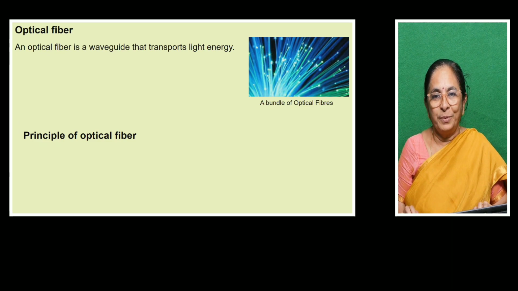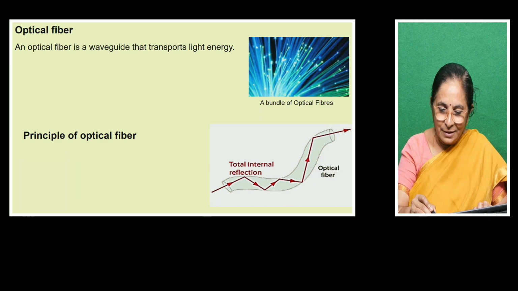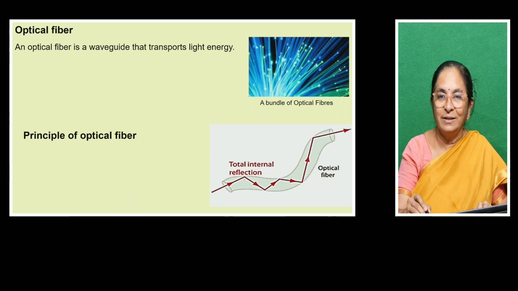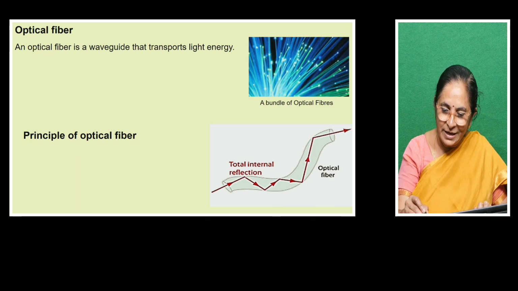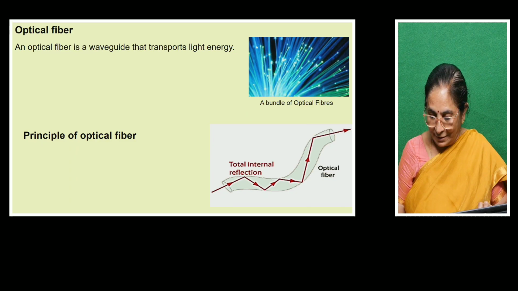The principle of optical fiber is that when light is sent into the optical fiber at a certain angle, it undergoes total internal reflection. You could see here the light fed to the cable. Here it gets totally internally reflected. So it undergoes multiple total internal reflection and comes out at the other end of the cable with minimal loss in its signal strength.